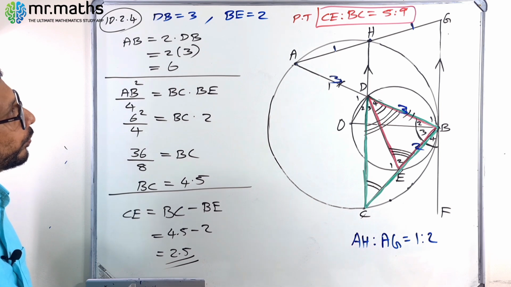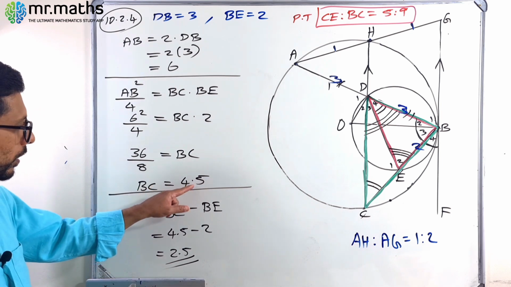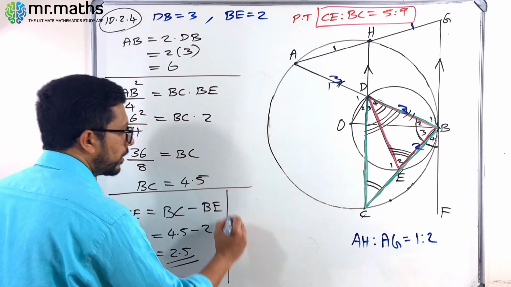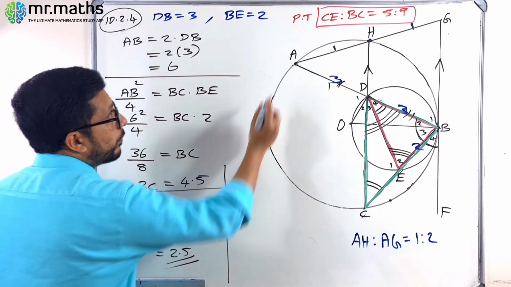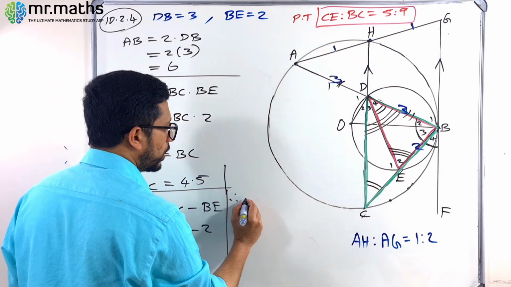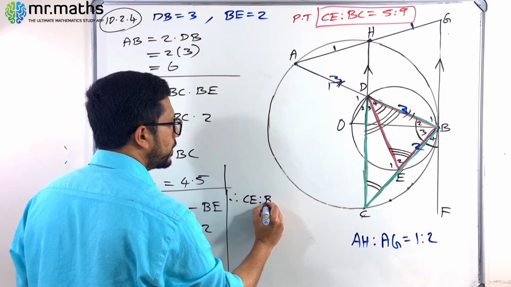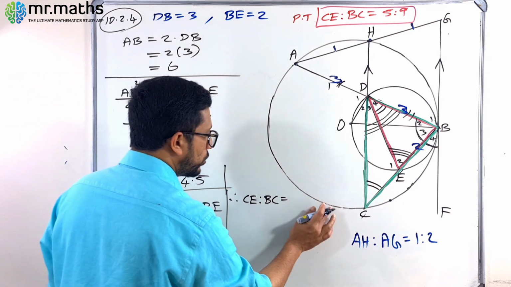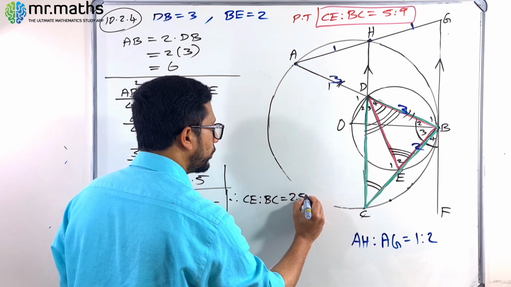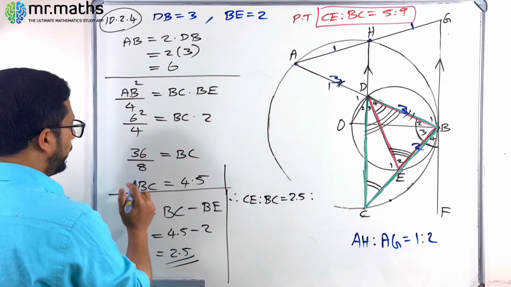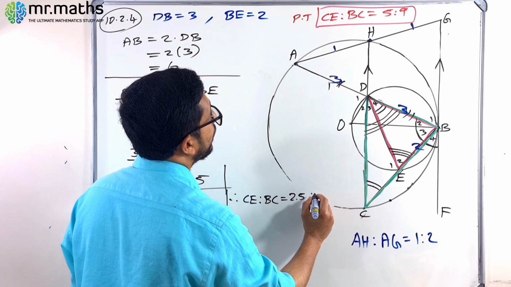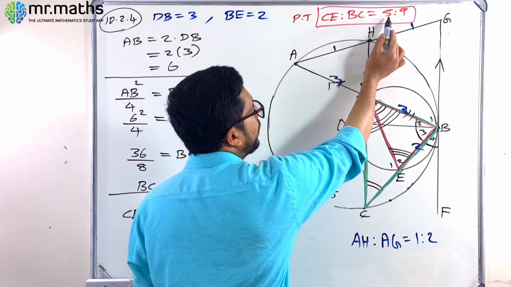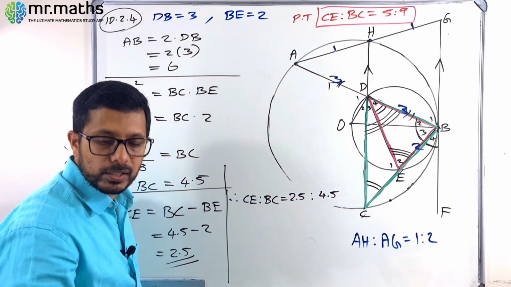So now BC is 4.5 and CE is 2.5. Now let's check what the ratio is. CE is to BC, therefore CE is to BC. CE is 2.5, so it is 2.5 is to BC 4.5. So what do we want to show? 5 is to 9.